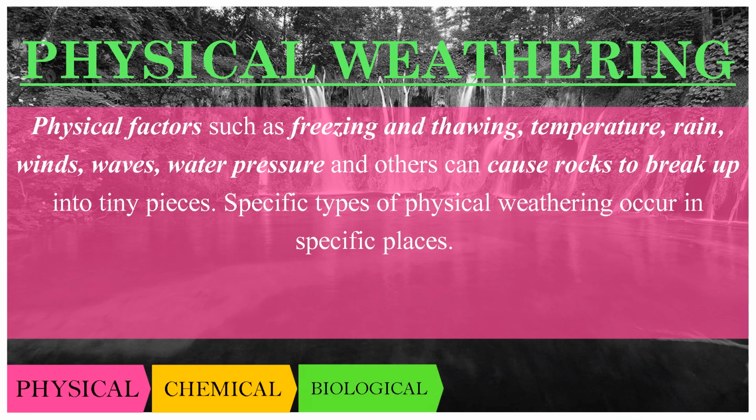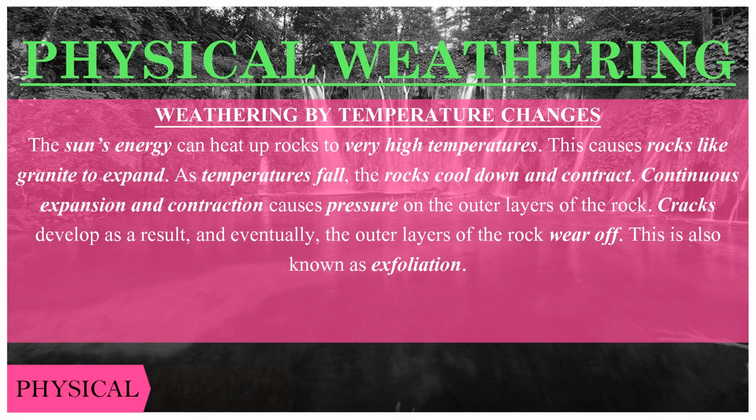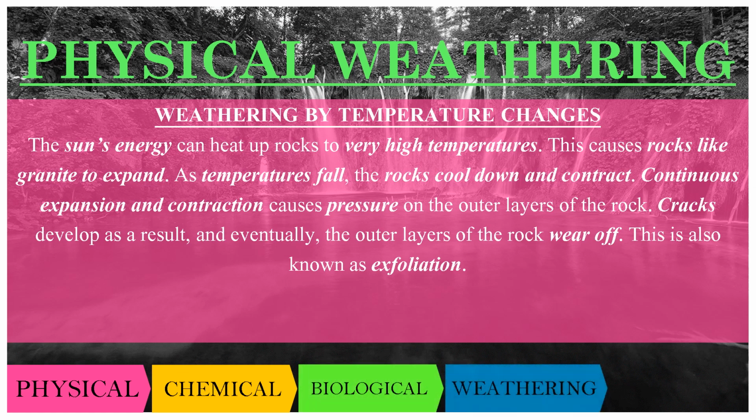One of the main types of weathering is called physical weathering. It is happening because of the different physical factors such as freezing and thawing, temperature, rain, wind, waves, water pressure, and others that can cause rocks to break up into tiny pieces. Specific types of physical weathering occur in specific places. Physical weathering is happening because of different physical factors, just like what I have mentioned earlier.